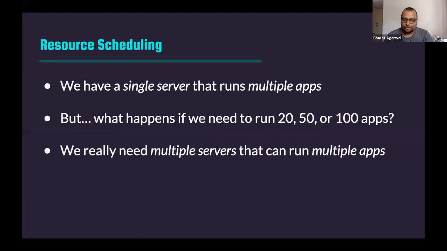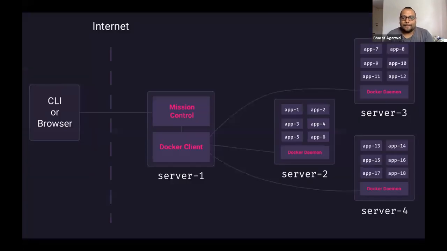So, resource scheduling. Right now we have one server that runs multiple apps, but what if you need to run a crazy number of apps? What if your company has huge needs? That implies that we need multiple servers that host our applications. So then we're talking about interacting with Docker daemons on multiple servers. Again, these servers are also provisioned using Docker Machine, as I talked about earlier.